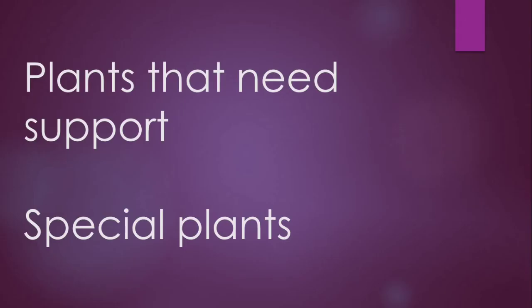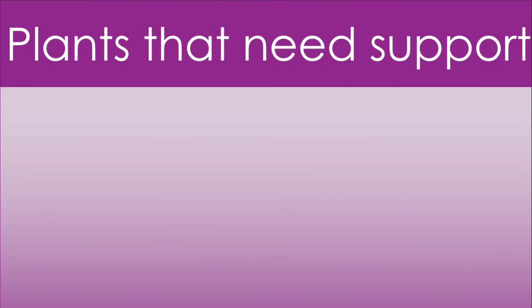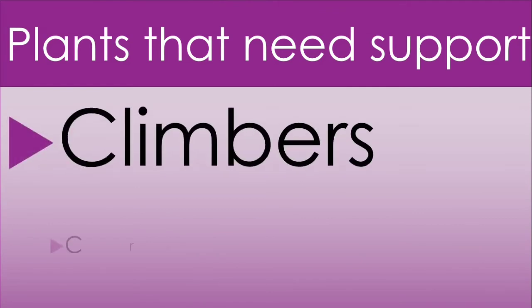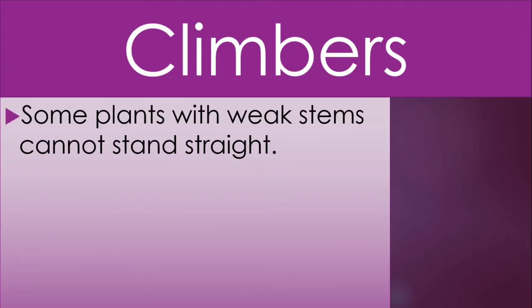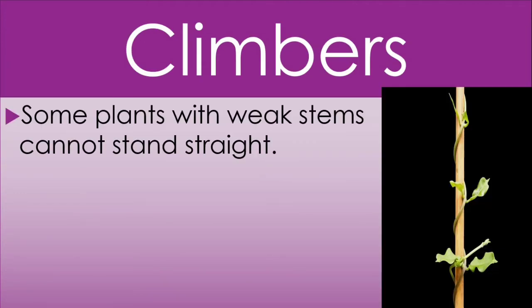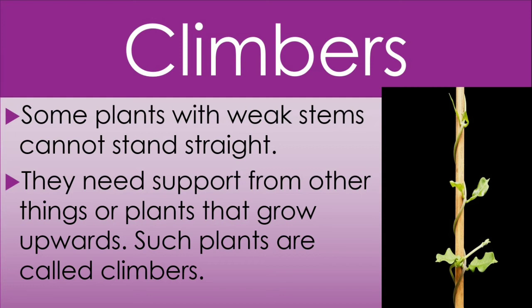Next, plants that need support and special plants. Plants that need support are of two types, climbers and creepers. These plants need support for growing. First, climbers. Some plants with weak stems cannot stand straight. They need support from other things or plants to grow upward. These plants are called climbers.